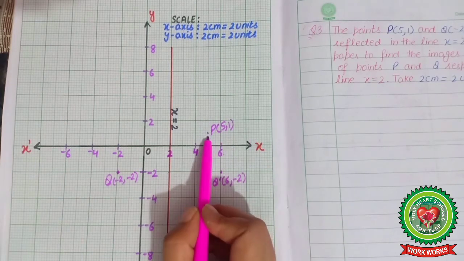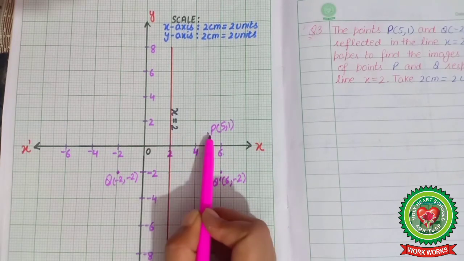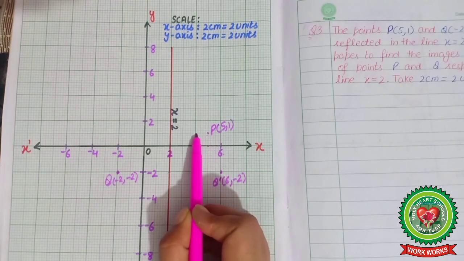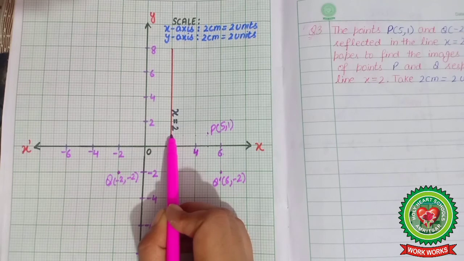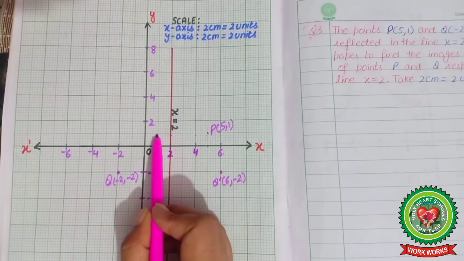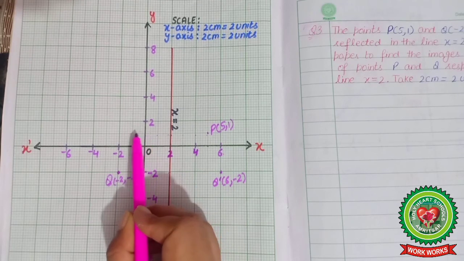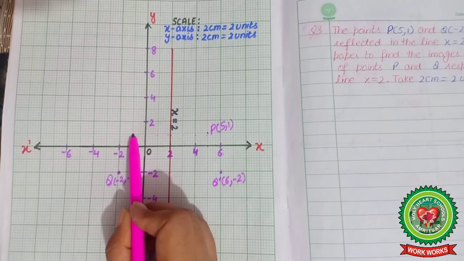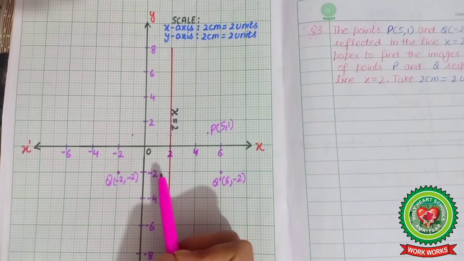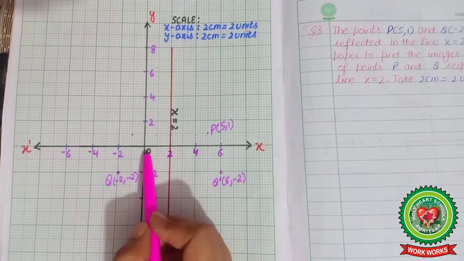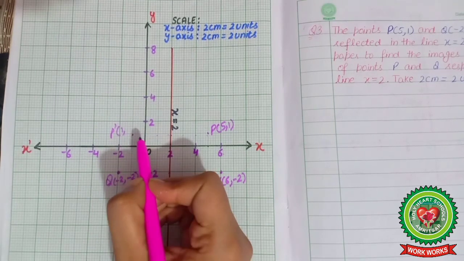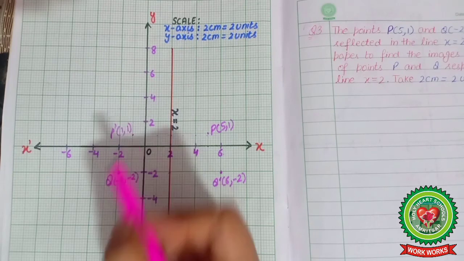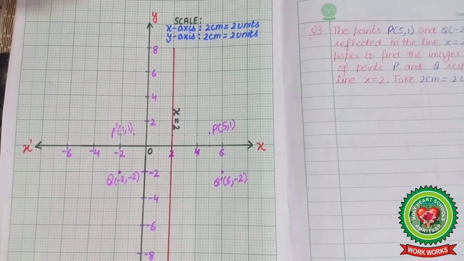And after reflecting point P on this line, from this line there is a gap of 1 centimeter, 2 centimeter and 3 centimeter. So from here also there is a gap of 1, 2 and 3 centimeter. So this is the point. The value is 1, so P dash value is 1 here also. So after reflection, the points are these.